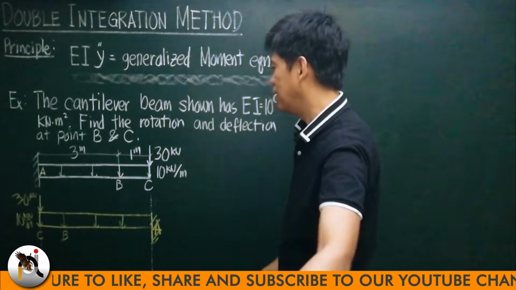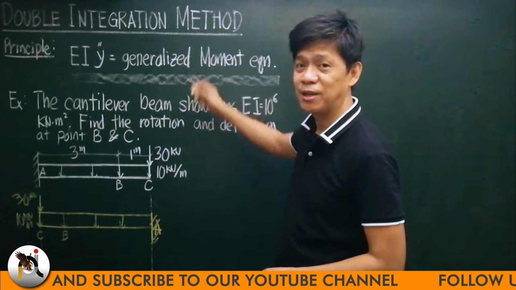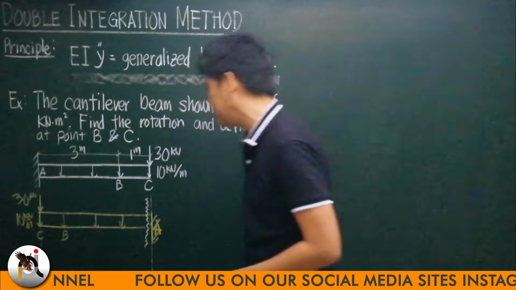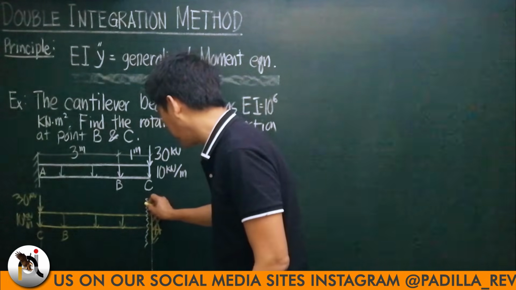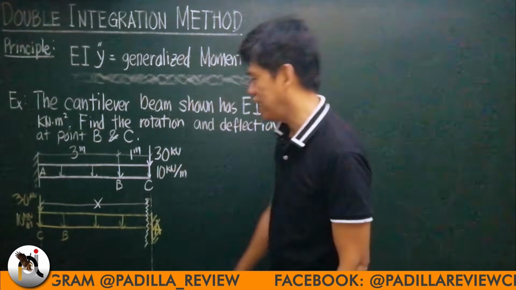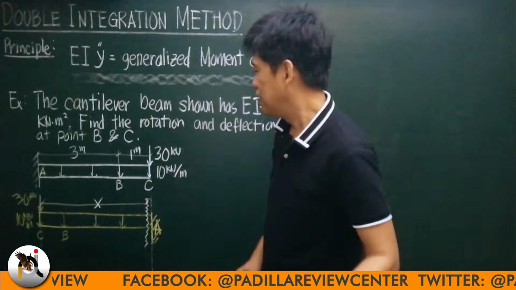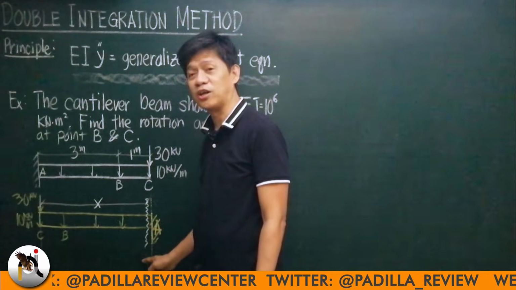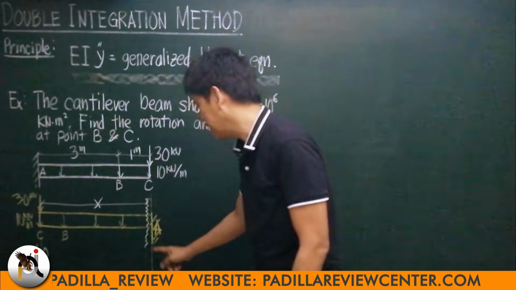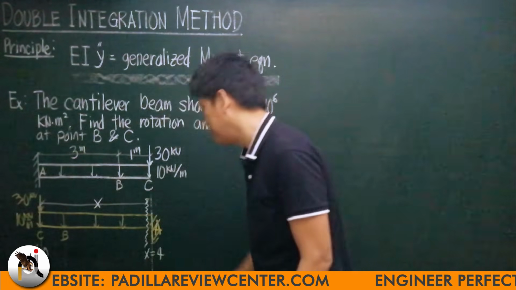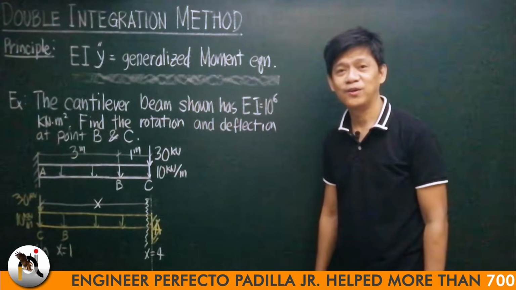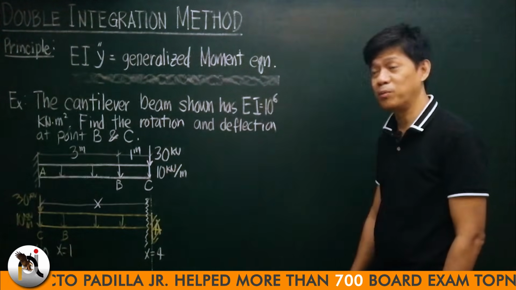Now, what I am referring to by the general moment equation is you write the moment equation very near the right end. And the distance of this section from the left must be called x. So x is from here to the section. Your x is the distance of the section from the left end. At this point, x is 0. At A, x is 4. At B, x is, from the left end, 1. You follow? Okay, let me write now my moment equation.